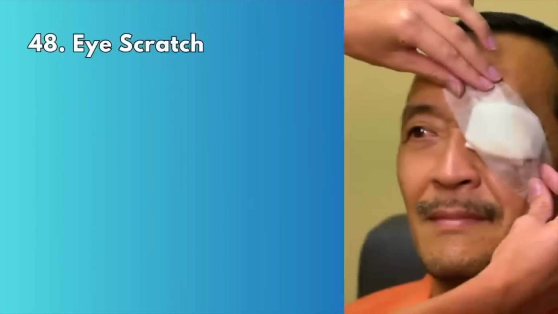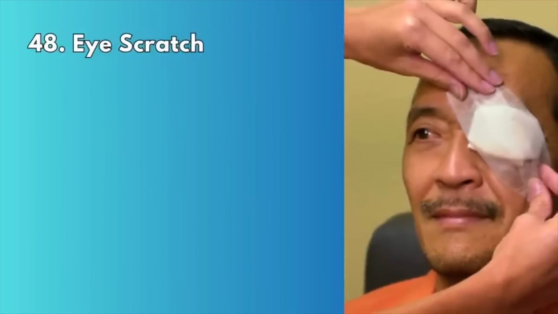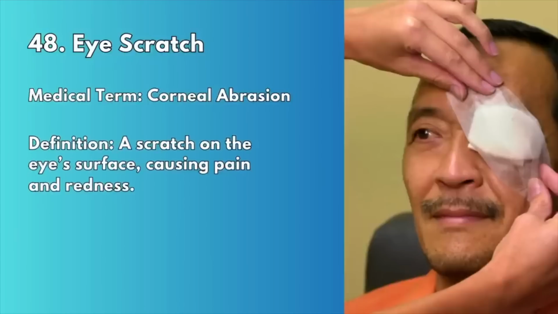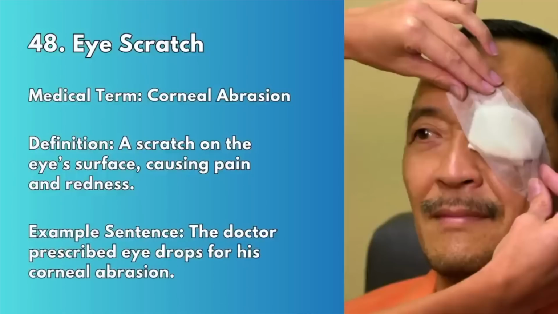Our next injury is an eye scratch. In medical terms, this could be known as a corneal abrasion. It describes a scratch on the eye's surface, causing pain and redness. The doctor prescribed eye drops for his corneal abrasion.